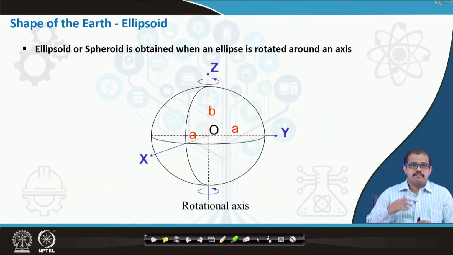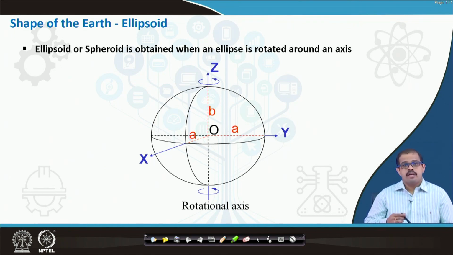If you want to represent a spheroid, an ellipsoid or a spheroid is obtained when, please be very specific here, an ellipse is rotated around an axis. You have an axis that is passing through the center of the Earth's surface, you rotate an ellipse across the rotational axis, you get the output as a spheroid. So your Earth is basically a spheroid and not a sphere.